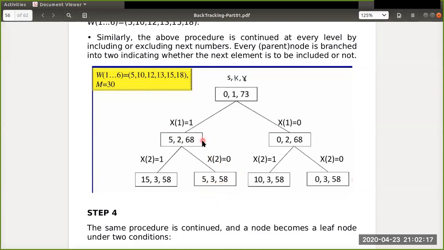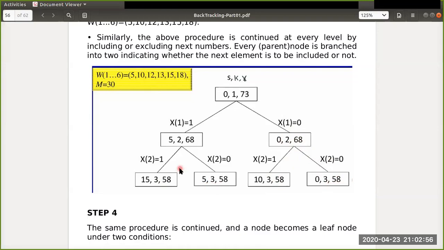Suppose you come to this side: the first item is not included, the second item is included, so the second item weight 10, 0 plus 10 is 10, third iteration. And you know that 68 minus 10 is 58, as usual. And if the second item is not included, the right side is generated: 0 stays 0, third iteration, and 58, since 68 minus 10 is 58. So this is the third step happening.